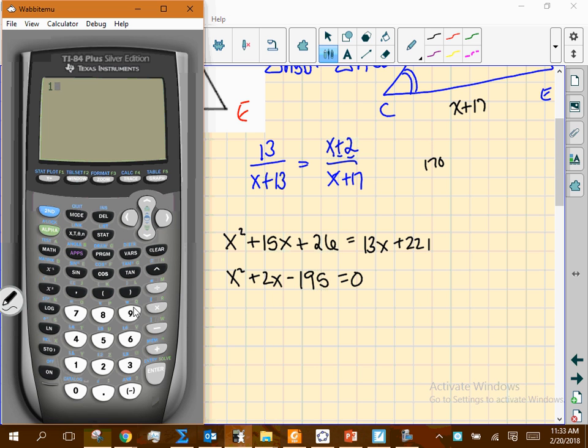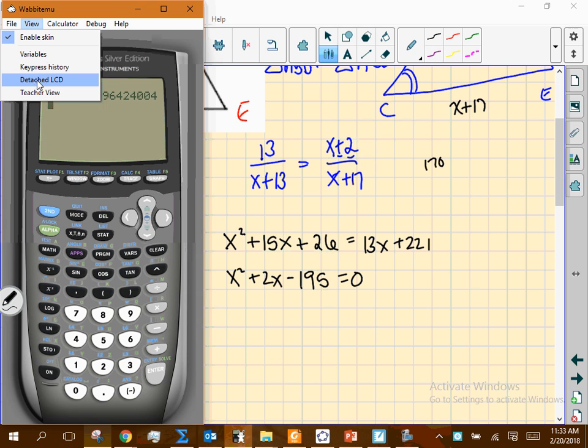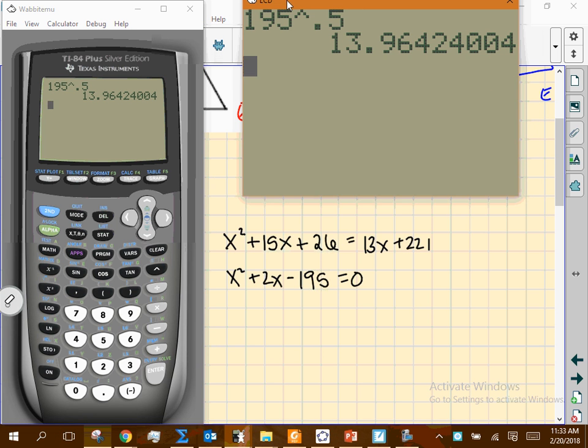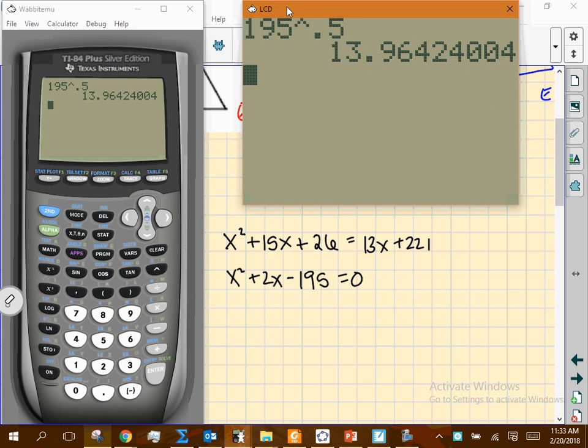I'm going to take 195, and I'm going to take the square root of it. However you do that on your calculator, it's up to you. You'll understand maybe when you get to Algebra 2 why I can do it this way, but raising something to the half power is the exact same thing as taking the square root. If you want to hit the square root button and type in 195, that's fine. But what this tells me is that my two numbers that I'm going to multiply together have to both be around 13.